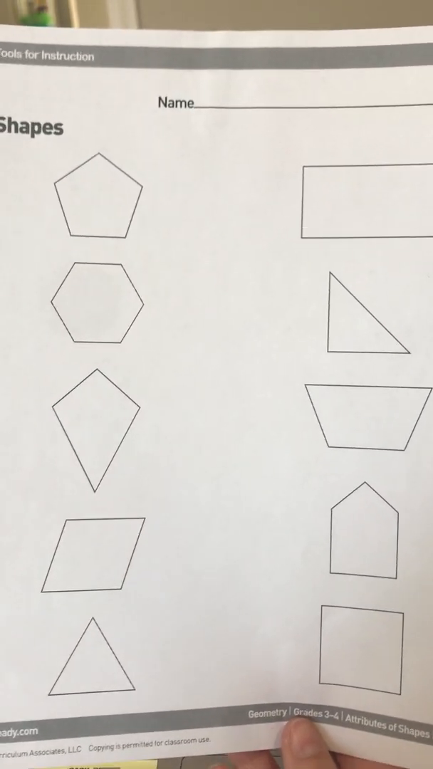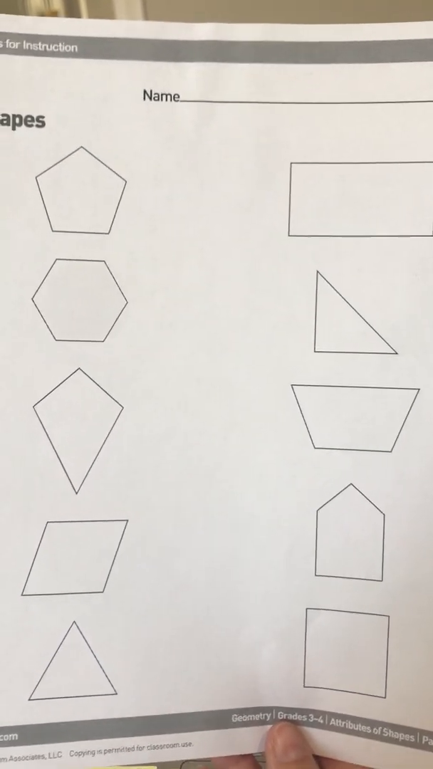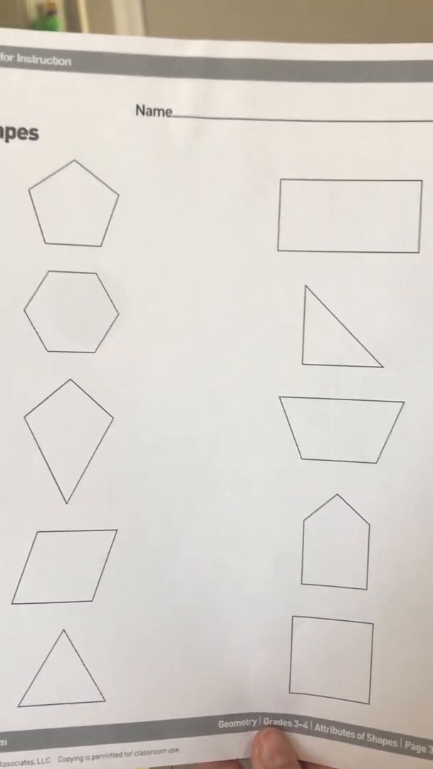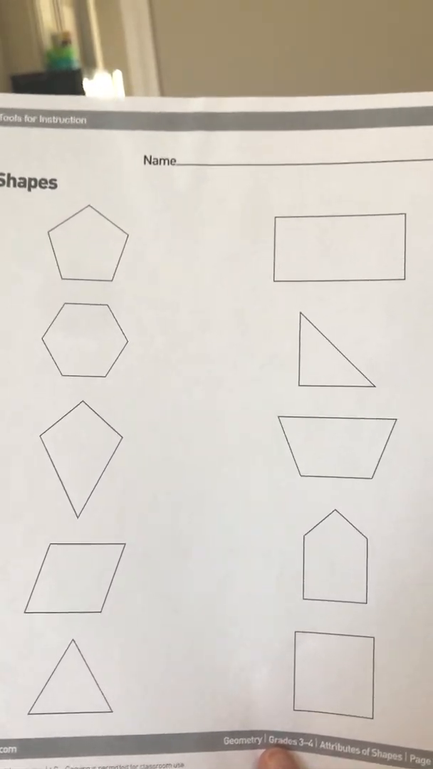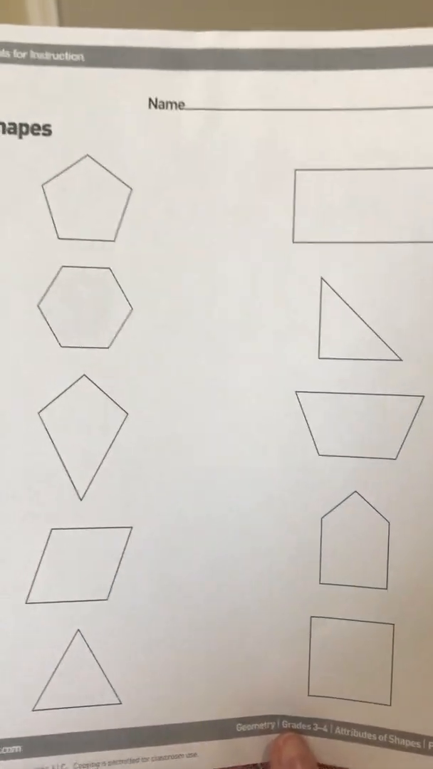Do they have any right angles or no right angles? Are all the sides the same length? Are 2 of the sides the same length? And just practice sorting and finding those attributes of those shapes. So this is coming home with you for you to cut out and practice.